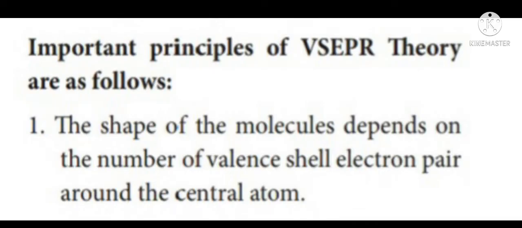Important principles of valence shell electron pair repulsion theory are as follows. First point, the shape of the molecule depends on the number of valence shell electron pairs around the central atom. Here in a molecule, the central atom is surrounded by valence shell electron pairs. Hence, the shape of the molecule is given by the number of valence shell electron pairs around it.